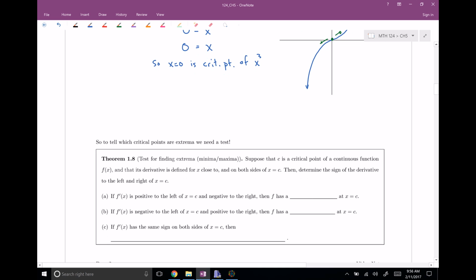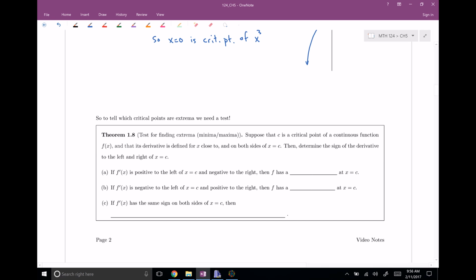We need a test. So this right here is the test to tell us, finally, which critical points, we know we like critical points, which critical points are actually minima and which ones are maxima. So suppose C is a critical point, we found that. We have a nice continuous function f of x, nothing too crazy, and its derivative is defined for x close to and on both sides of C. Then we're going to determine the sign of the derivative to the left and the right of x equals c. This will make a lot more sense. We have a couple examples coming up.